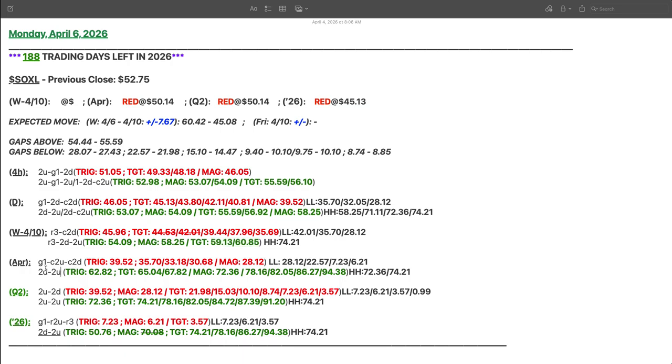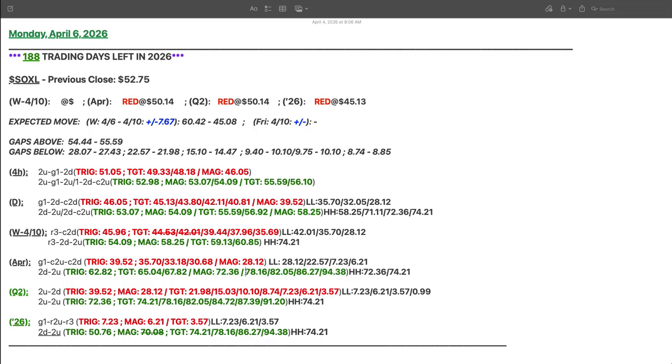On the month, just to review things, it is an inside month still. If we get below that 39.52 level, that does trigger this 1 combo 2 up, combo 2 down, magnitude being at 28.12. And if we go to the upside, that triggers the 2 down, 2 up, putting in a higher low on the month. And that triggers at 62.82, magnitude all the way up there at 72.36. If we get above that 72.36, we have some extended targets here for you.